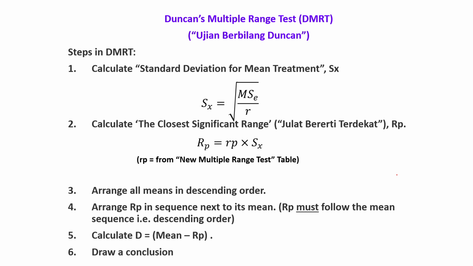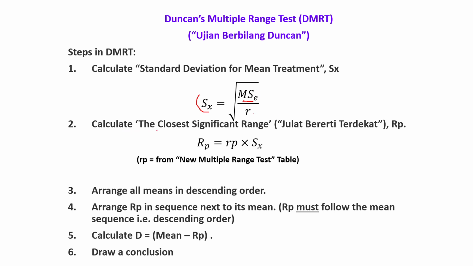So there are 6 steps. The first step, you need to calculate the standard deviation for mean treatment, which is Sx, but the formula is relatively simple. For both LSD and DMRT, the numbers that you need to plug in from the ANOVA table are the same, which are the mean of square for error and the degree of freedom for error. So you calculate the standard deviation for mean treatment, which is the square root of mean of square error divided by the number of replicates.